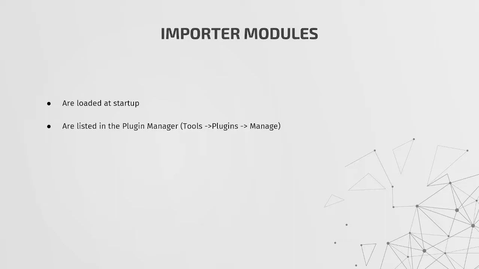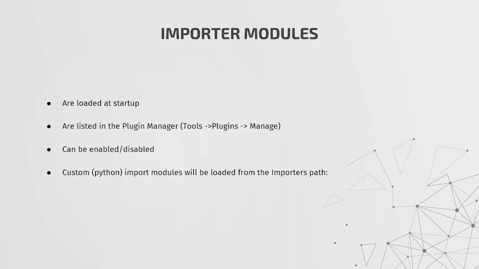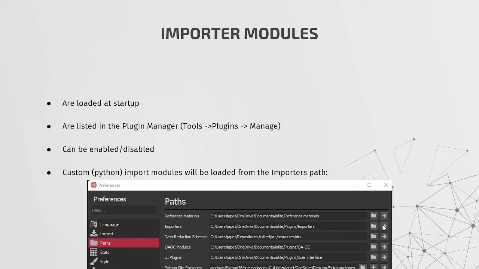All the modules that it does find are listed in the plugin manager, which Joe's already given you a quick demonstration of. Here you can enable and disable your importers and other modules. Any custom or Python import modules that you've written yourself will be loaded from the importers path. So they need to be in a particular folder so that Iolite knows where to find them and load them when it starts up.